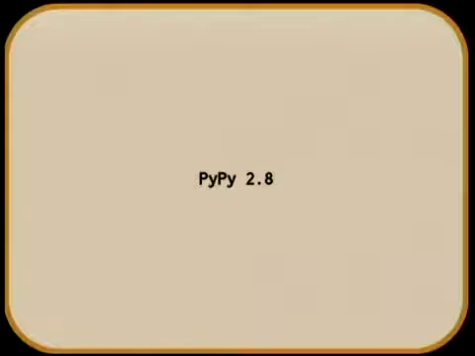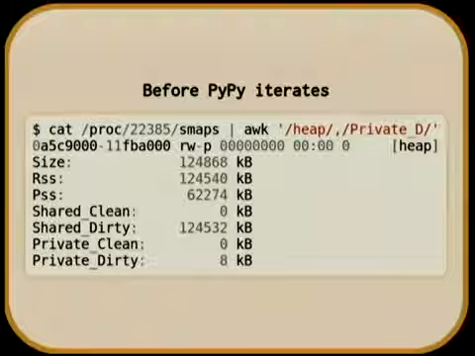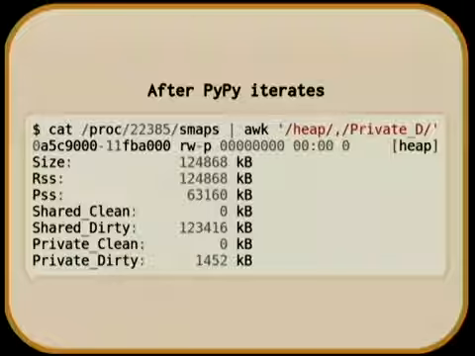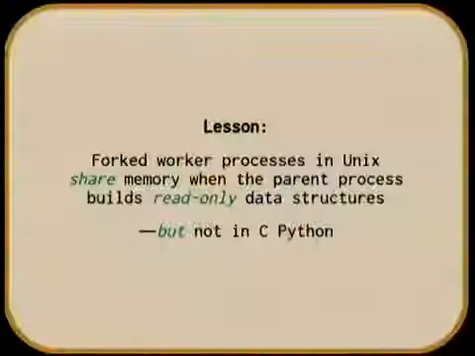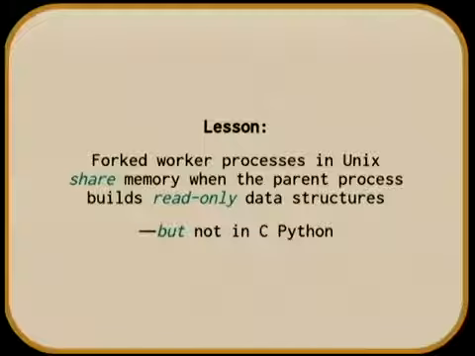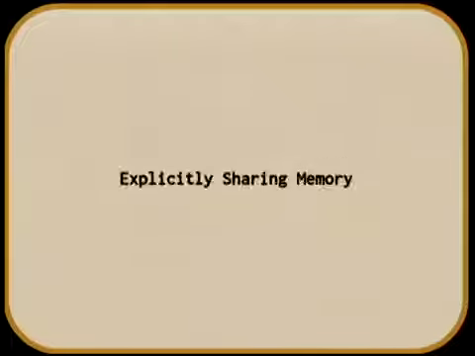I tried the same experiment with PyPy 2.8. It used a little more memory. Here's what it looked like right after the fork, and here's what it looks like after the iteration. 96.1% of the heap remained shared, reading over a large list. The lesson is that forked worker processes in Unix share memory if the parent process pre-builds a read-only data structure, but that this doesn't usually work very well in CPython.